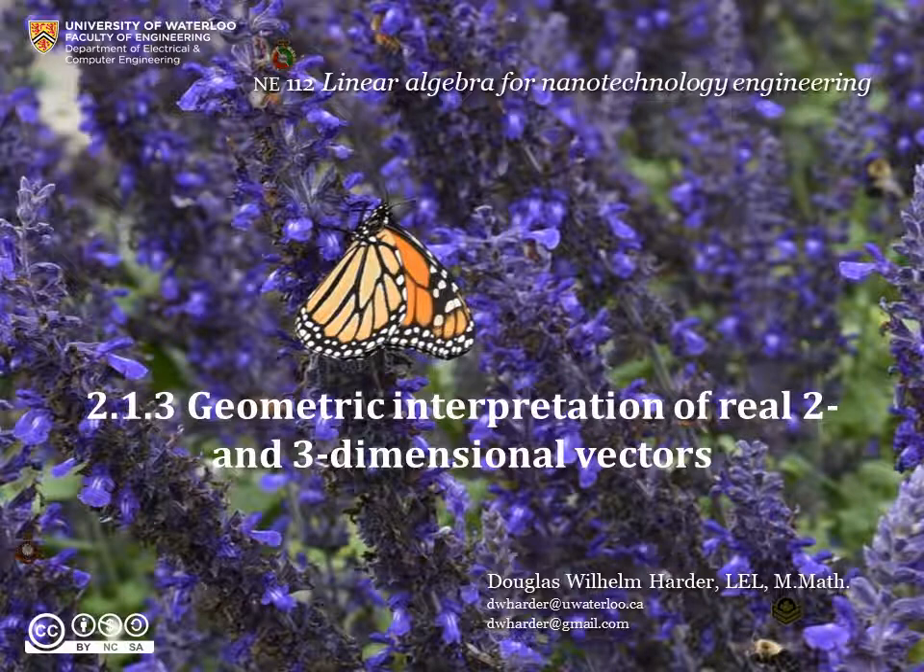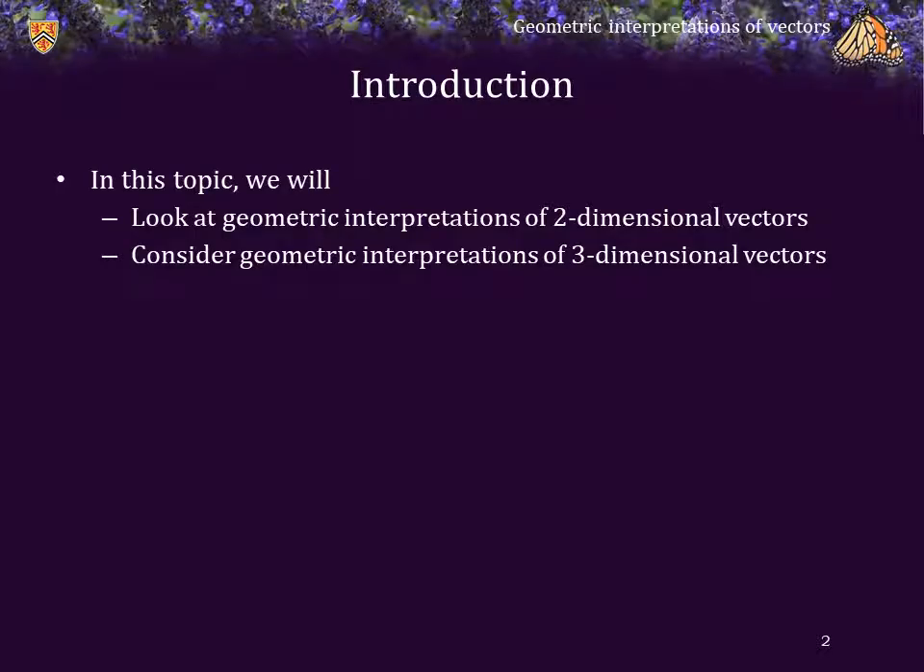We're going to discuss geometric interpretations of real 2- and 3-dimensional vectors. So in this topic, we will look at geometric interpretations of 2-dimensional vectors and consider geometric interpretations of 3-dimensional vectors, where we are going to have to introduce the right-hand rule.